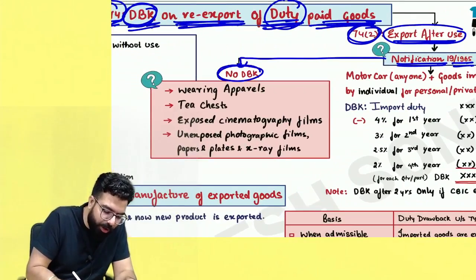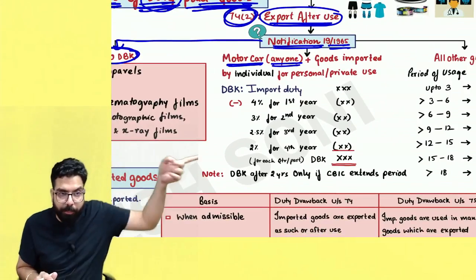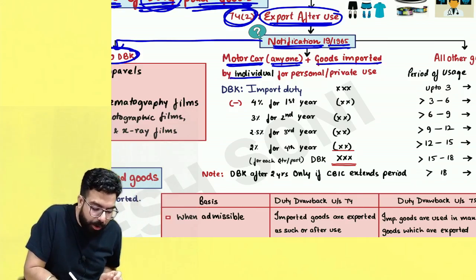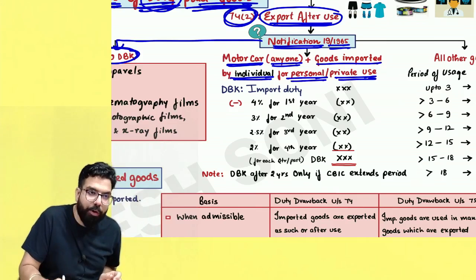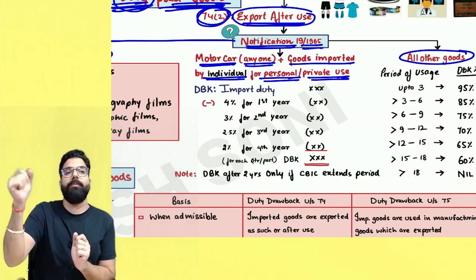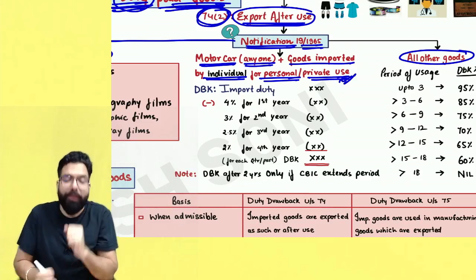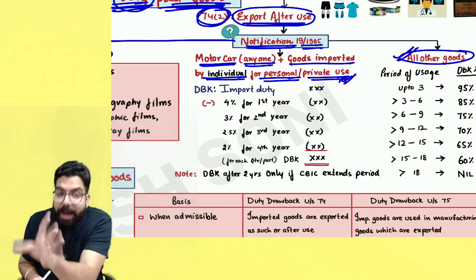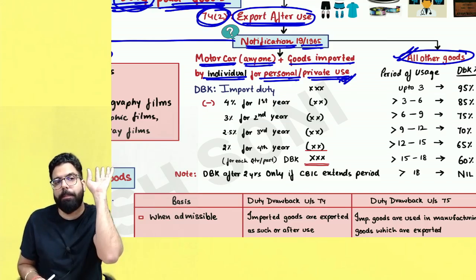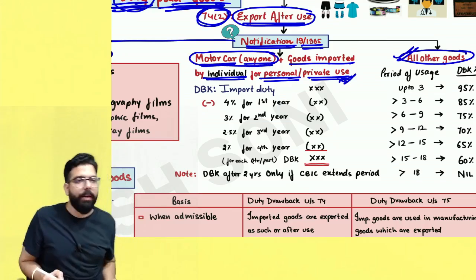Number one, when no duty drawback will be given. Number two, motor car, if anyone is using it and re-exports, meaning imported and then exported, what is the duty drawback that will be given? Or goods imported by an individual for personal or private use, then what will be the duty drawback? Number three, any other goods. For example, if I imported a projector for my personal use, then remember, it comes in the second category. But if I imported a projector for my office use, then it will come in the third. But in the case of a car, remember, whether anyone imports for business use, non-business use, personal, individual, company, whatever it is, motor car always comes in the second category.